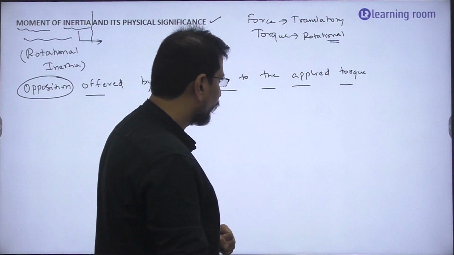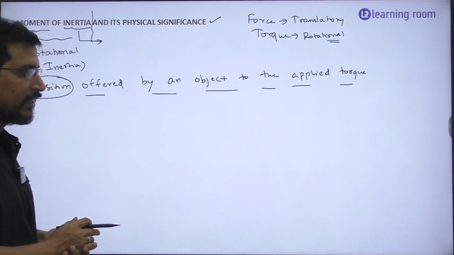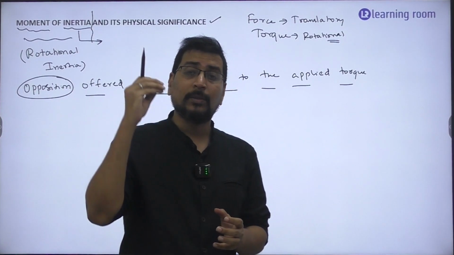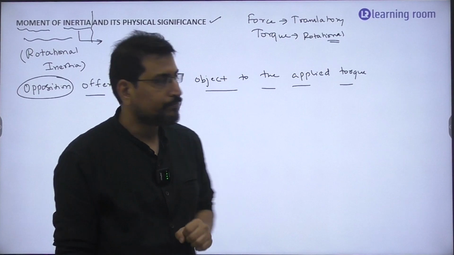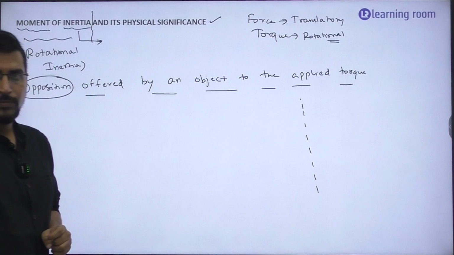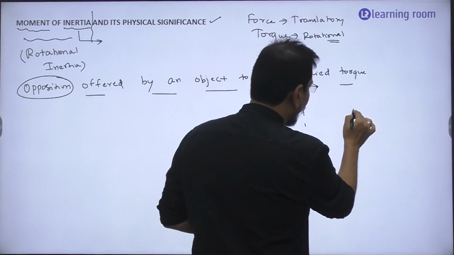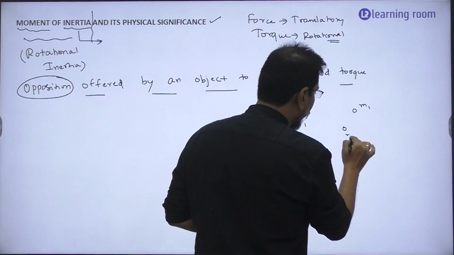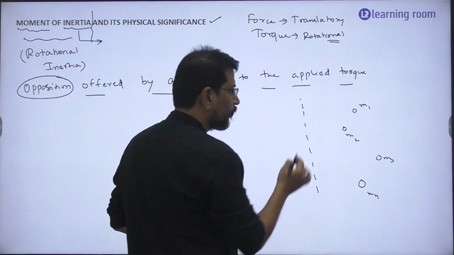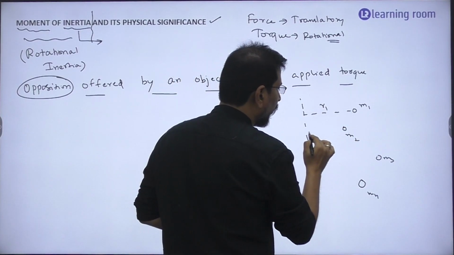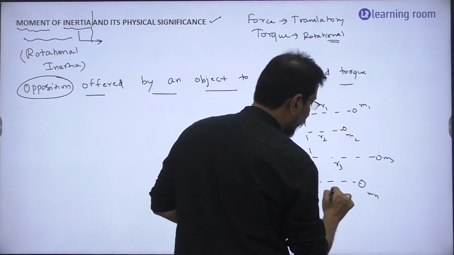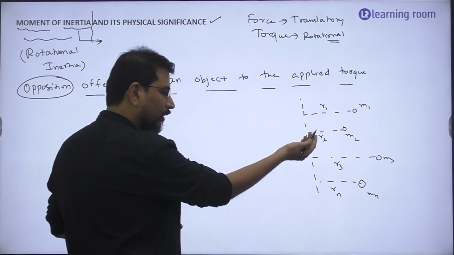Now try to understand. I'm going to give you the mathematical expression for what exactly moment of inertia is and how it is measured. If I take this to be the axis of rotation, and with respect to this there are multiple masses, m1, m2, m3, and so on till mn, where m1 is at a distance of r1, m2 is at a distance of r2, m3 is at a distance of r3, and mn is at a distance of rn. Now you can ask me a question, aren't the masses supposed to be on this side?